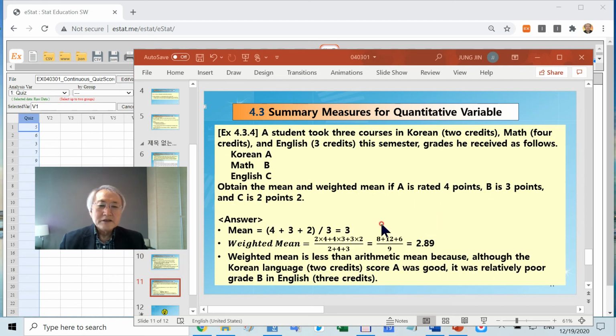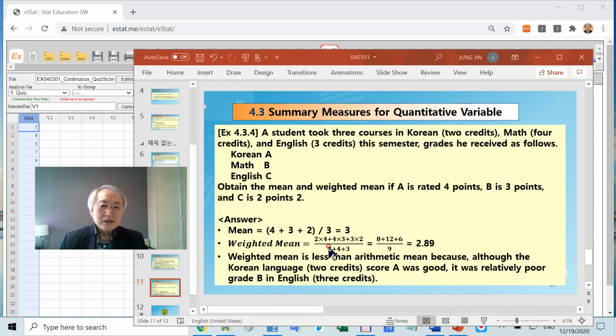About the weighted mean, it looks like this. You're familiar with this. One student got this kind of letter grade. Well, usually A is rated 4 points, B is 3 points, C is 2 points. But Korean has 2 credit hours. Math is 4 credit hours. English is 3 credit hours. Then how can you calculate the GPA? It looks like this. Use the credit hour as a weight.